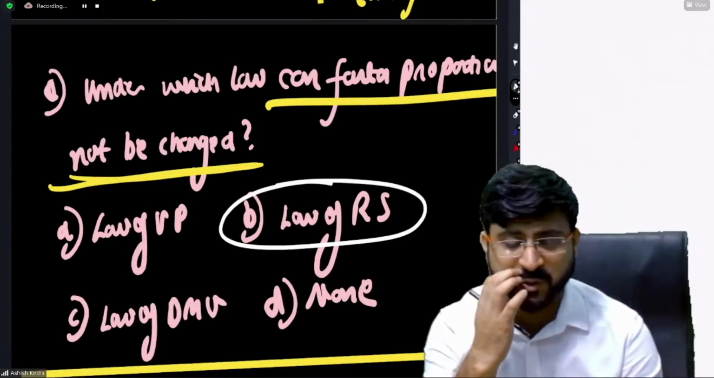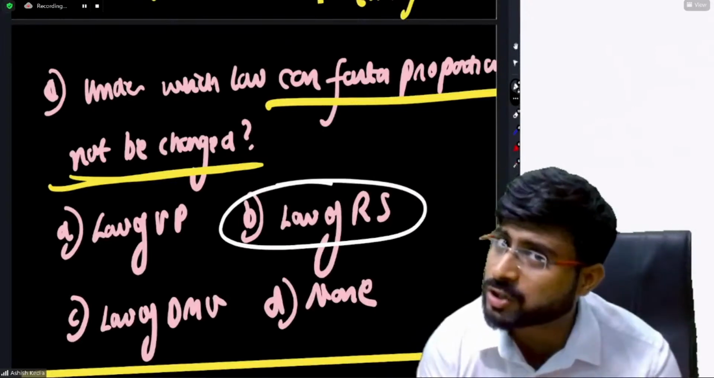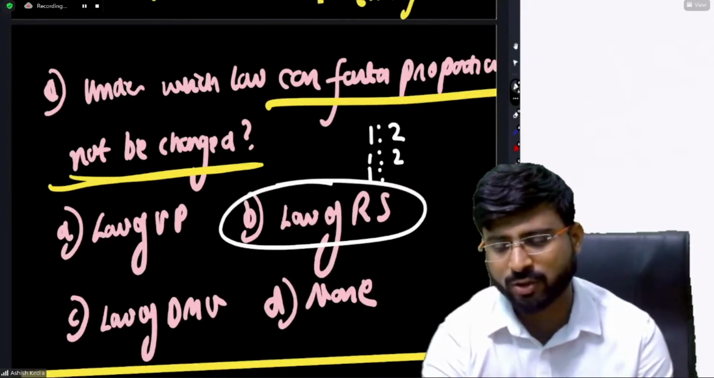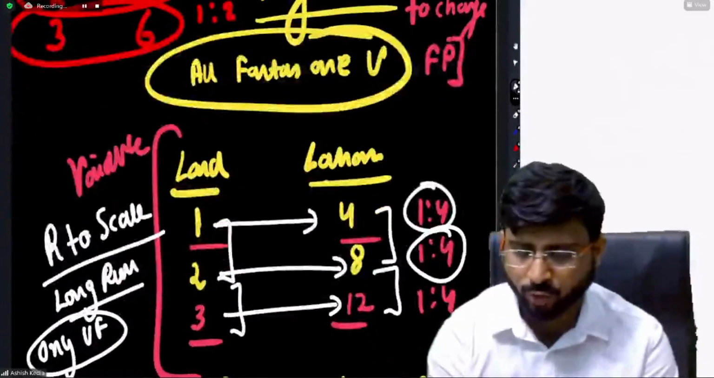In law of returns to scale, factor proportion cannot be changed. Like if it is 1 is to 2, the ratio will always be 1 is to 2. Like you see above, the ratio is 1 is to 4, 1 is to 4, 1 is to 4.